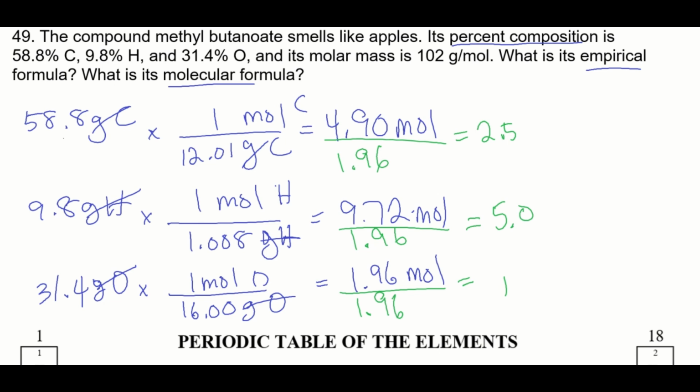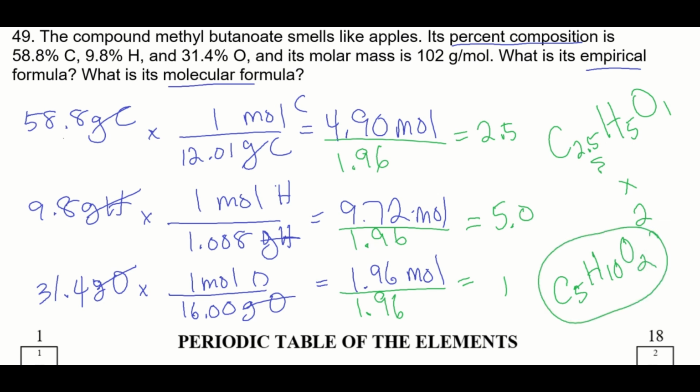So we need to multiply through by 2 because right now the way our empirical formula looks like is C2.5H5O1. And so this is a problem, we need to multiply through by 2. That way we'll have the lowest whole number ratio, and that's what an empirical formula is. So our empirical formula is going to be C5H10O2. And we're unable to reduce that. So there's your empirical formula. So we answered the first part of the question.